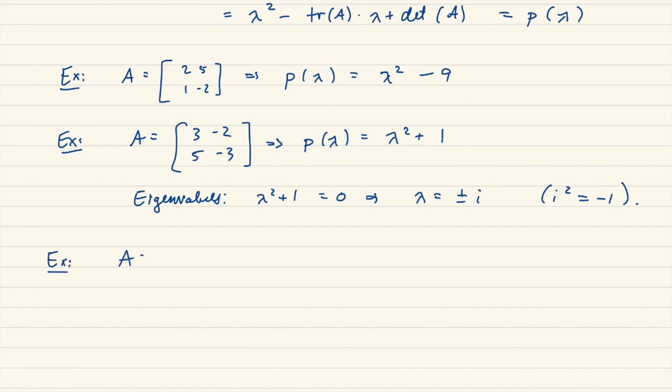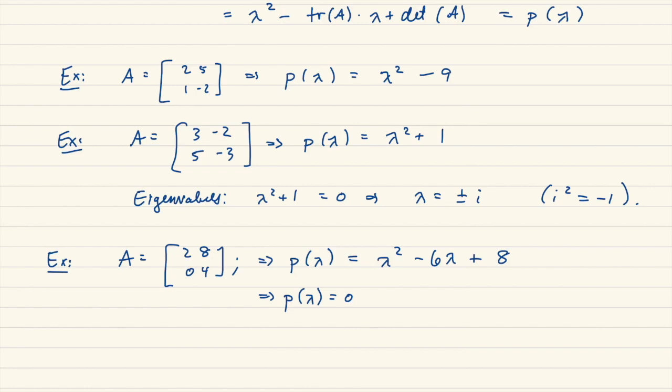What if we were to have A is 2, 8, 0, 4? Well, if that's the case, then our characteristic polynomial would be lambda squared minus 2 plus 4, which is 6 lambda, plus 2 times 4, which is 8. And so if we set our characteristic polynomial equal to 0 to find the eigenvalues, our eigenvalues are going to be lambda equals 2 and 4.